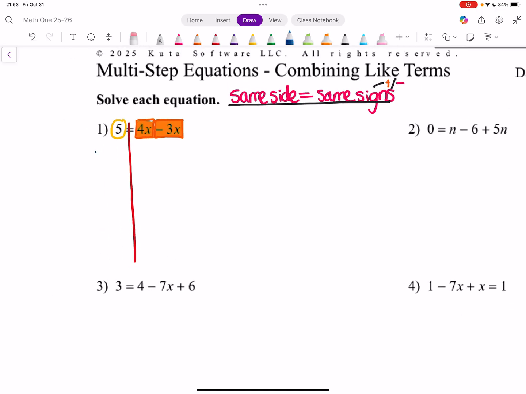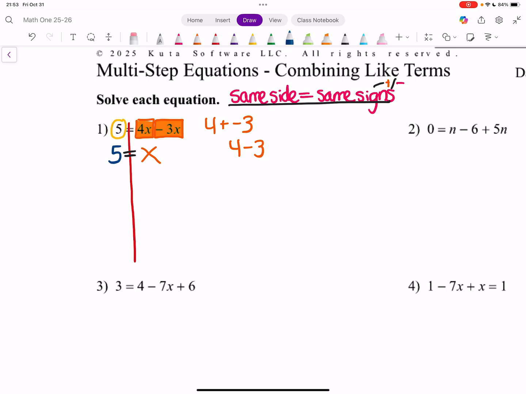I'm noticing as I work from left to right here that there's no math for me to do on the left-hand side, so I'm simply going to write that 5 again because it is still part of our problem, and now I'm going to write the equal sign. When I combine 4 and negative 3, again I can always do extra add signs but never extra subtract. The result is a single x. 4x take away 3x is 1x.